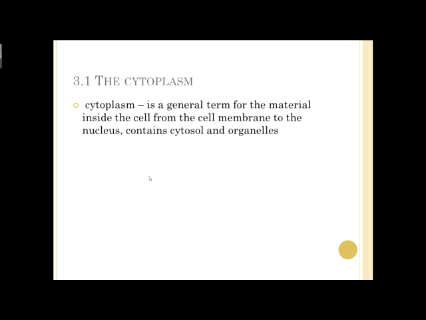3.1, the cytoplasm. Cytoplasm is a general term for the material inside the cell from the cell membrane to the nucleus containing cytosol and organelles. So whenever we make the term cytoplasm, this is all the fluid inside of there and all the little special parts.